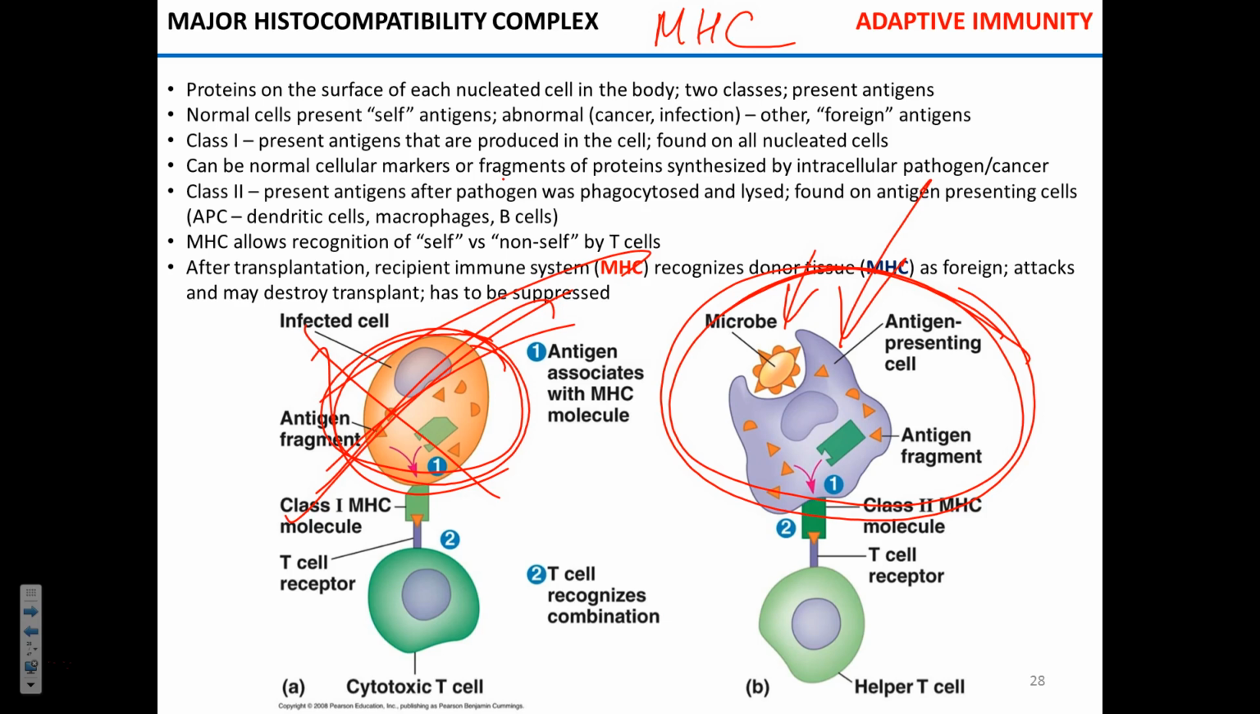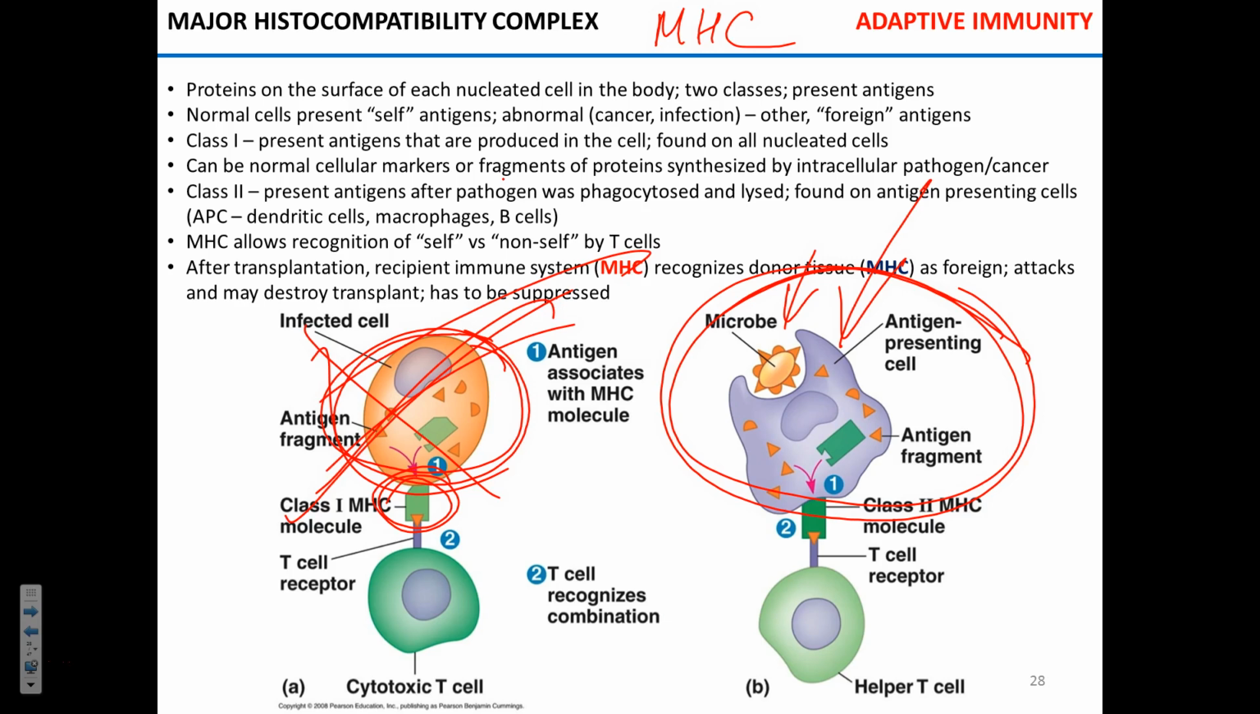The feature of MHC class 1 is that this complex can be found on every nucleated cell in the human body, from hepatocytes to white blood cells to cells of the connective tissue to the epithelial cells, any cell. Does that make sense?